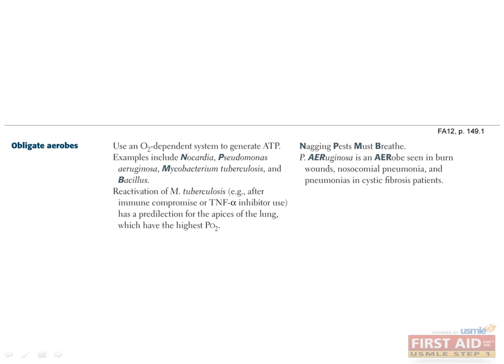Obligate aerobes are simply organisms that require oxygen in order to survive. As you can imagine, these organisms seek to infect areas such as the respiratory tract, where there is plenty of oxygen to be found. You can use this mnemonic to help you remember them. Nagging pest must breathe stands for Nocardia, Pseudomonas, Mycobacterium, and Bacillus.